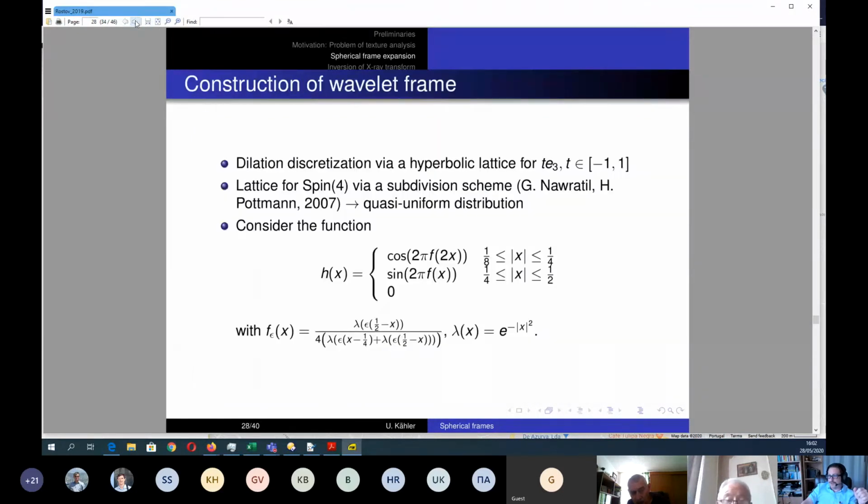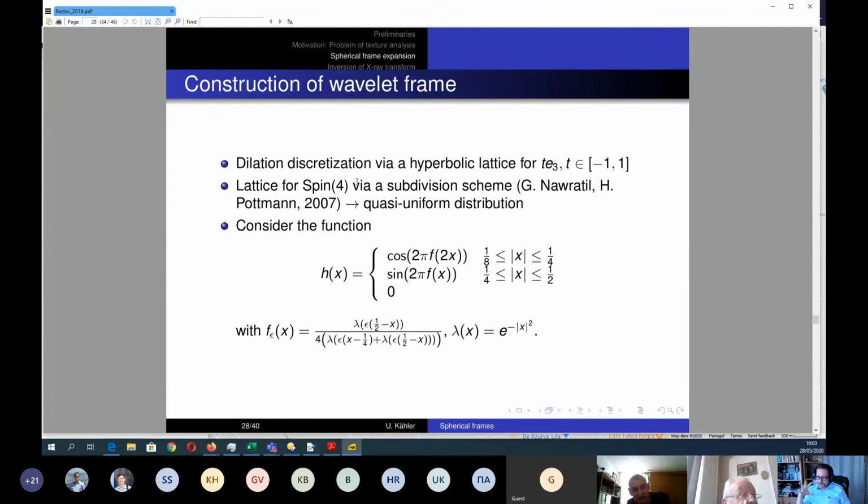Now, how to construct a wavelet frame? A dilation you can construct always; as I said, spin 1-1 is the vertical axis in the S3. So you can just use that one and dilate it with respect to a hyperbolic lattice. For the lattice of spin 4, basically for the Gabors, which I didn't write before because it will come at the end, you can always use a fixed uniform lattice like the 600-cell. If you want a finer cell, you can use a subdivision scheme, like for instance the one of Navratil and Potman for spin 4 to S3, which gives you a quasi-uniform distribution.